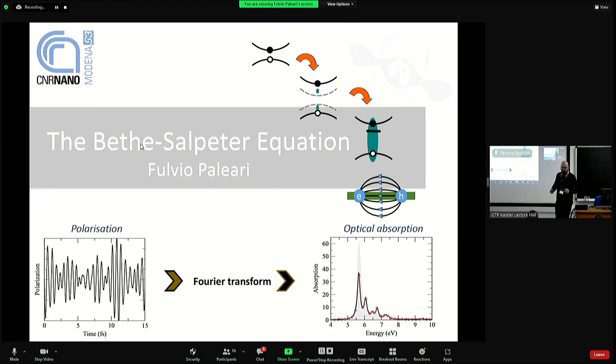In particular, we can imagine that when light impinges on a material, a macroscopic polarization, rapidly oscillating in time, is generated, and the absorption spectrum is just the Fourier transform of this polarization. So the frequencies that are encoded in this polarization end up as peaks in the absorption spectrum. This is also the path that we will take for giving a sketch for the derivation of the Bethe Salpeter equation, which describes electron interactions.